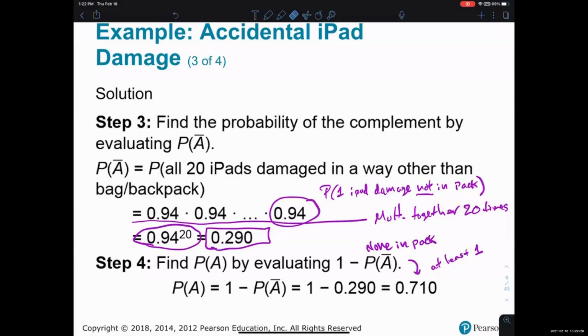I have a question. Yes, please. How come you multiplied 0.94 by itself 20 times instead of just multiplying it by 20? Good question. So first of all, let me remind ourselves that we are talking about calculating a probability. 0.94, that's a little less than 1, right? If I multiply that by 20, what kind of a number would I get?